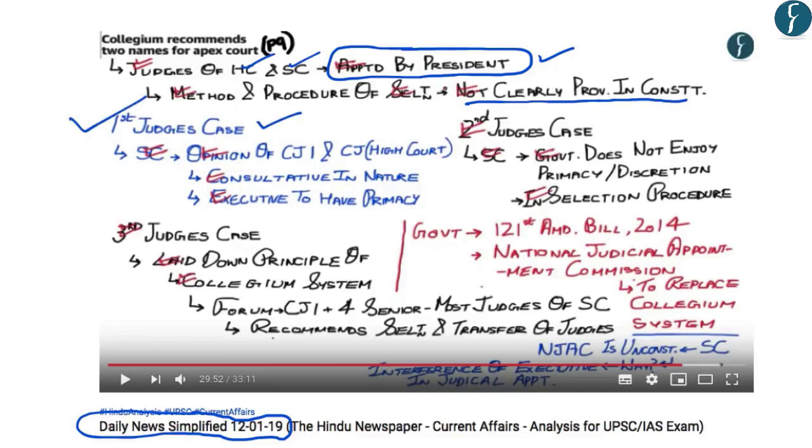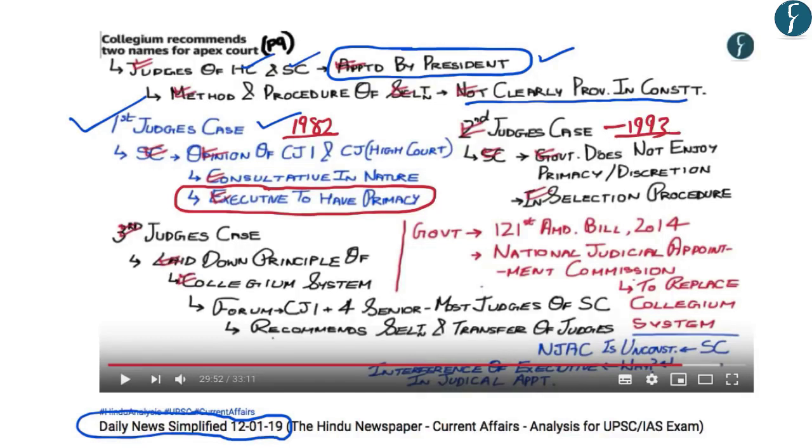Now, the provision of consultation of the President with these judges of the Supreme Court has been a matter of controversy in the appointments of judges. And this matter went to the court. And in the first judge's case of 1982, the Supreme Court said that the consultation does not mean concurrence and it only means an exchange of views. So in short, the Supreme Court said that the executive will have a primacy in the appointments of judges, which means that the President can consult with the judges of the Supreme Court. However, he is not bound by that advice.